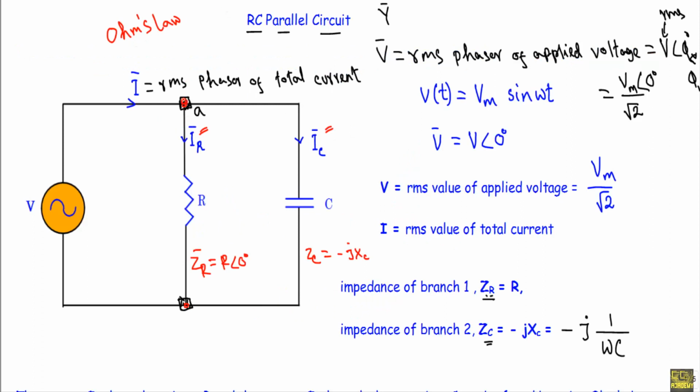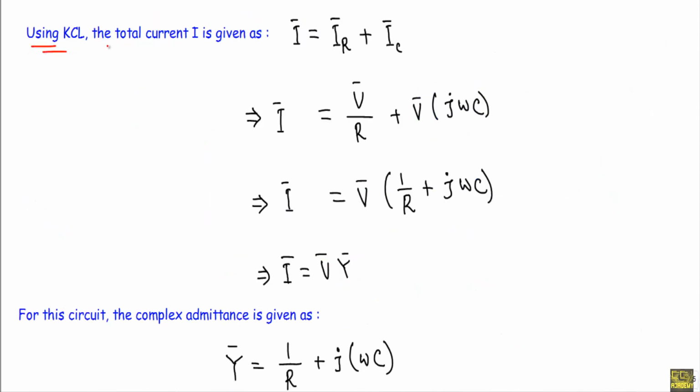Now see, at this point the total current I is entering. The current IR and IC are outgoing. So if I apply Kirchhoff's current law at this point, which I have denoted as node A, we will get I equal to IR plus IC. We know that IR is equal to V over R and IC is equal to V into J omega C. Therefore, if I take V common from here and here, I will get I equal to V into 1 over R plus J omega C.